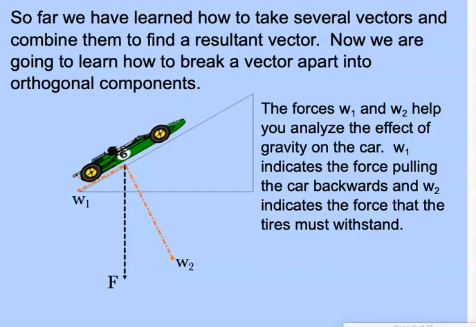So the forces W sub 1 and W sub 2 help you analyze the effect of gravity on the car. W sub 1 indicates the force pulling the car backwards. W sub 2 indicates the force that the tires must withstand. So one is kind of more gravity-ish, and one, they're both gravity-ish, but one is pulling the car this way, and one is pushing the car down this way. Does that sound correct? Okay. All right. Even if it doesn't, it's okay, because for these purposes, we're fine.